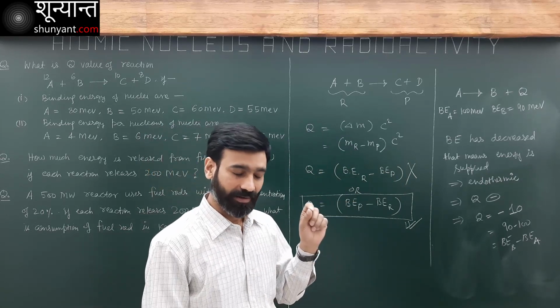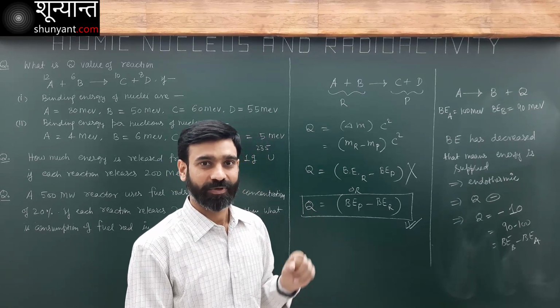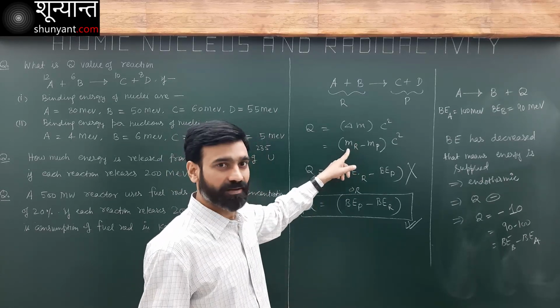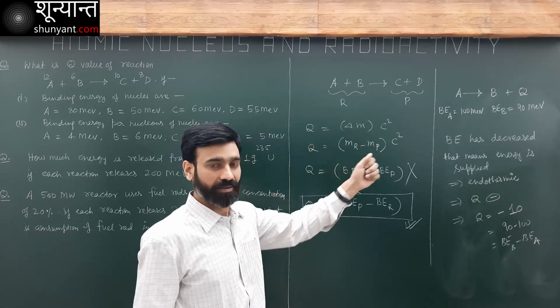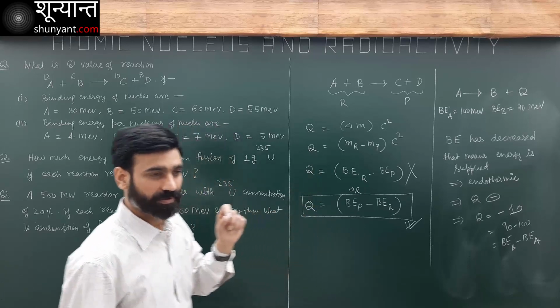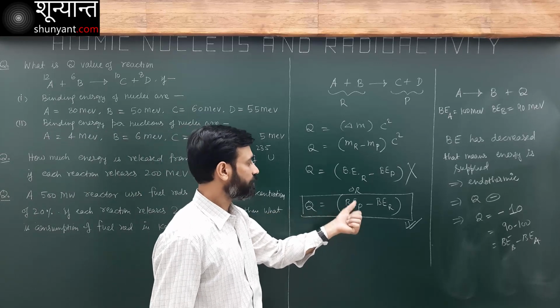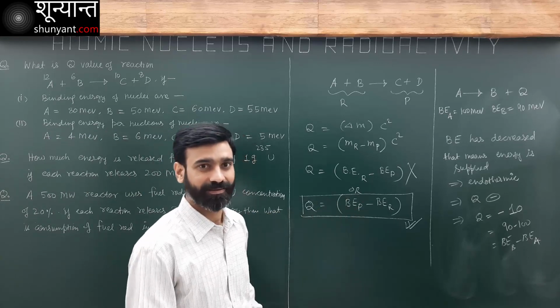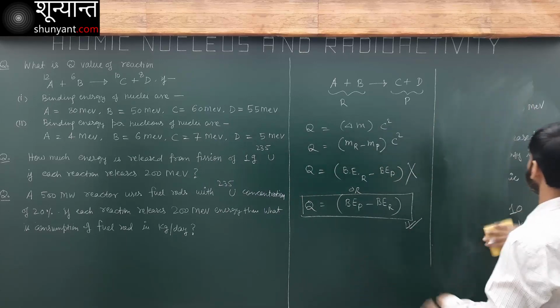And memorize this point. Remember this point. In terms of mass, this is the Q value: mass of reactant minus mass of product times c squared. If the values are given in terms of binding energy, then it will be binding energy of product minus reactant. Then how do we solve this problem?